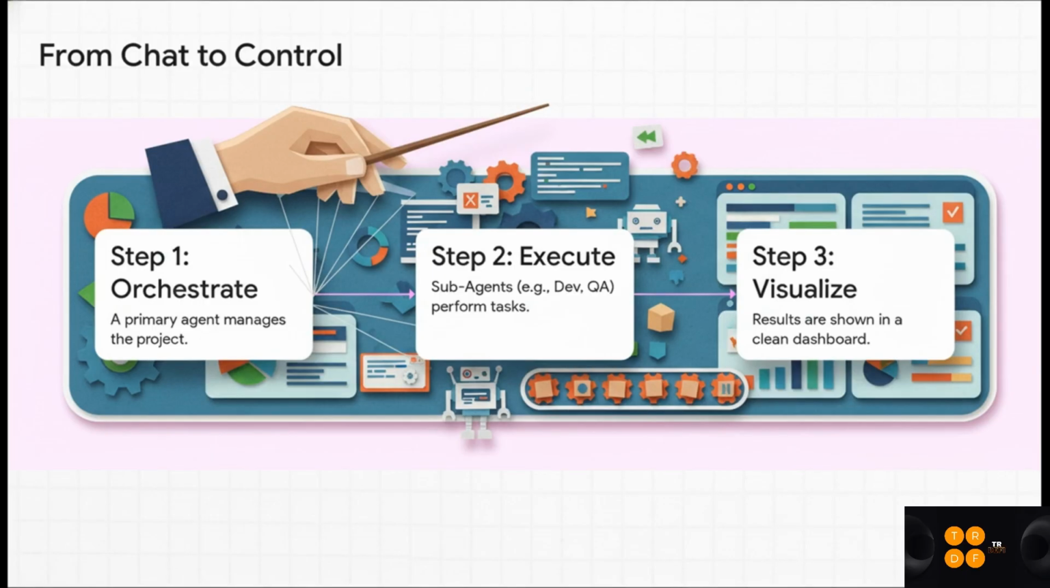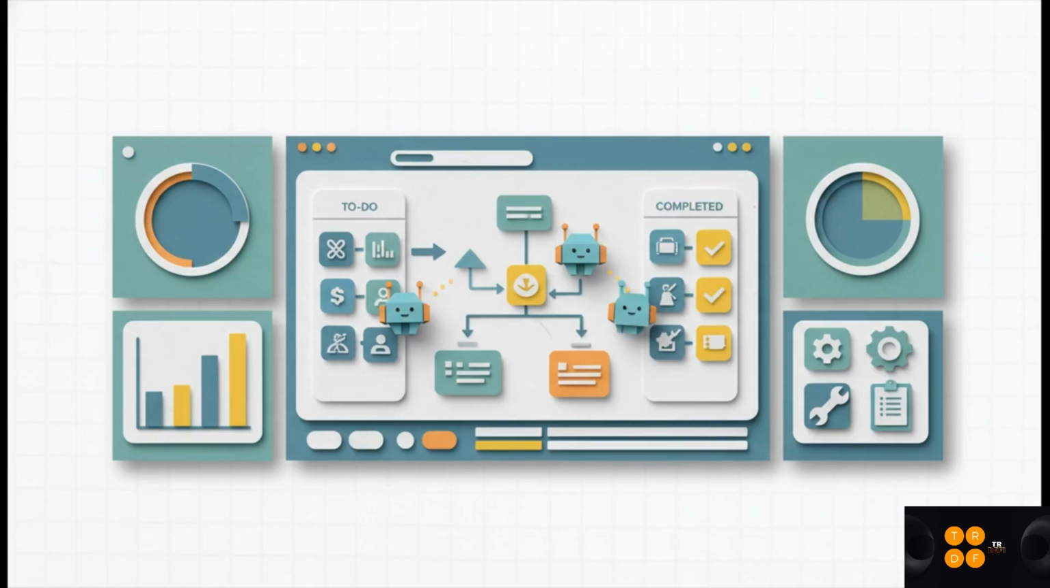Instead of that messy chat log, you get a clean, visual dashboard showing you exactly who is doing what. This is basically mission control for your AI team. You can see the flow of tasks, see what tools are being used, what's been completed, all of it in a simple, easy-to-understand visual interface. It completely transforms the experience from confusing to crystal clear.